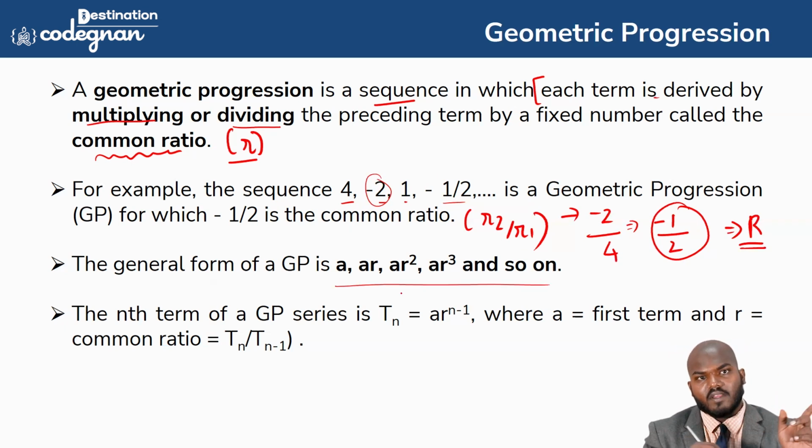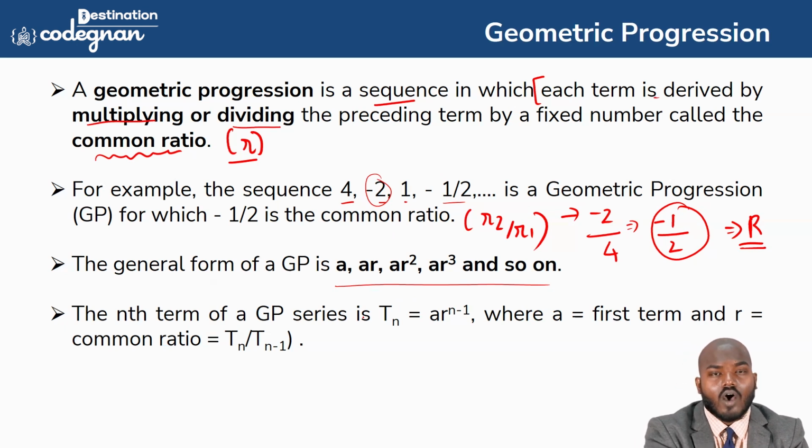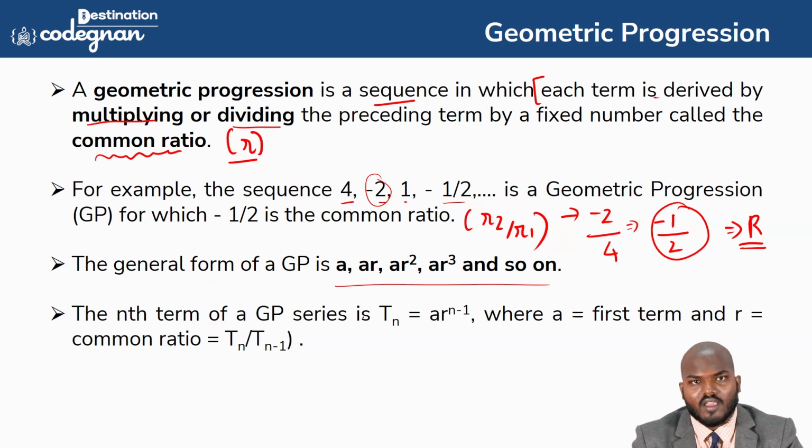Earlier we saw the form A, A plus D, A plus 2D, A plus 3D, and so on. But here, you need to write it as A, AR, AR square, AR cube, and it keeps continuing based on the number of terms given. The first thing you want to identify is the relationship, how each term is defined. That's the only thing you need to find in the first place.